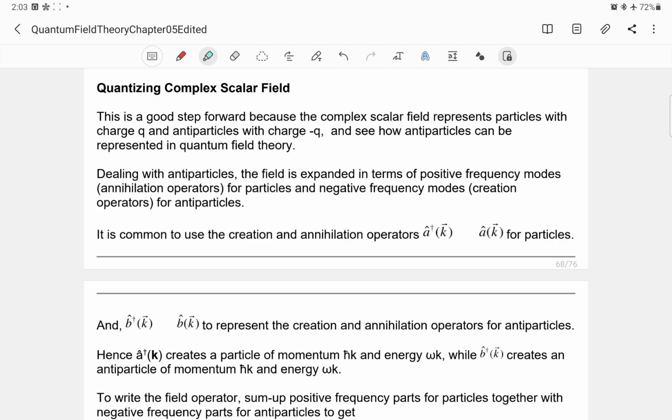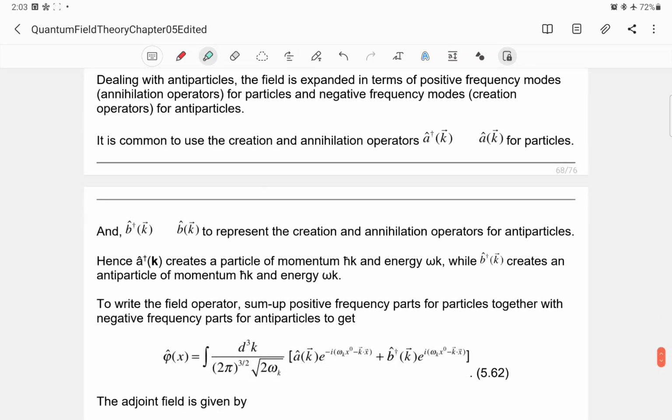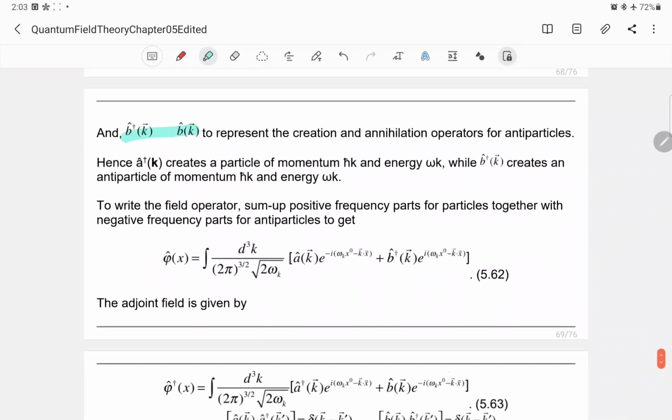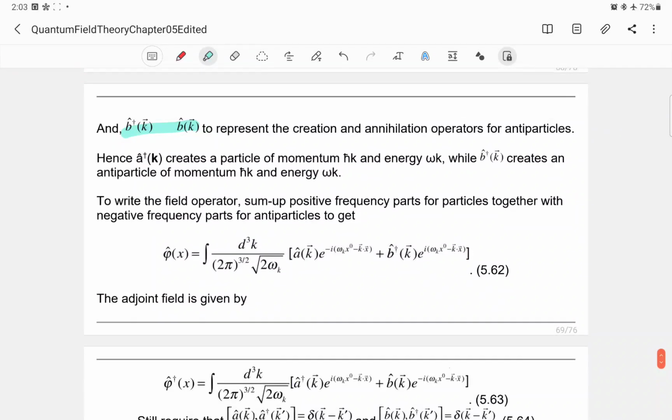It is common to use A for the creation and annihilation operators for particles, and we denote B to represent the creation and annihilation operators for antiparticles. Hence, A adjoint k creates a particle with momentum ħk and energy ω_k, while B adjoint k creates an antiparticle with momentum ħk and energy ω_k.